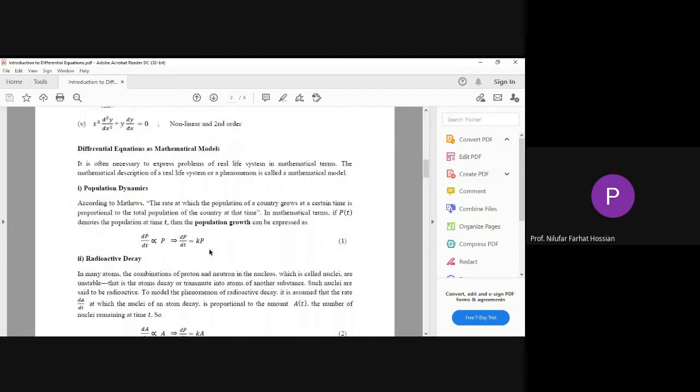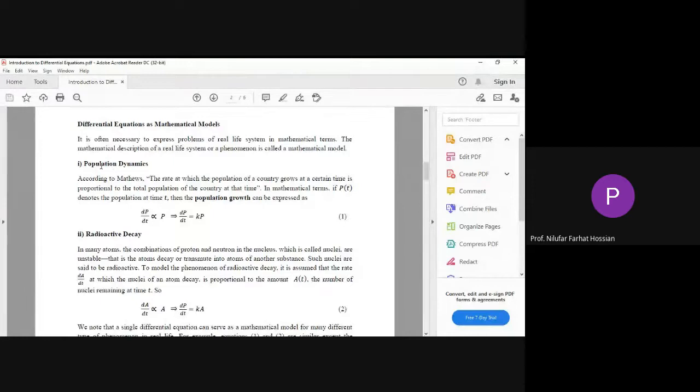So the definitions are complete. Now we will discuss some mathematical models which we face in our daily life problems. So at first comes population dynamics. There was a theory of Malthus, and the theory is this: the rate at which the population of a country grows at a certain time is proportional to the total population of the country at that time.